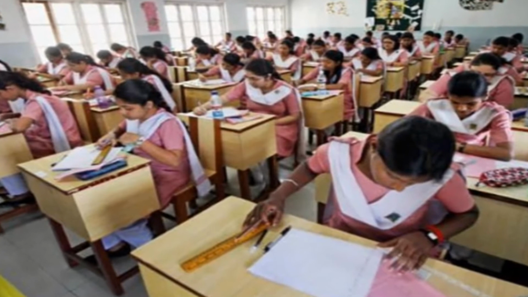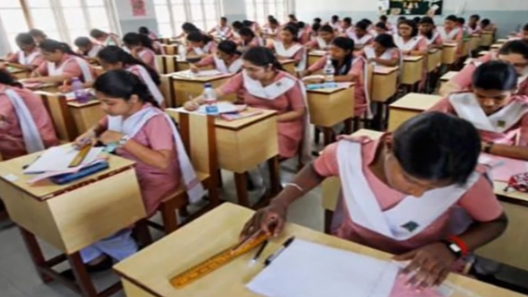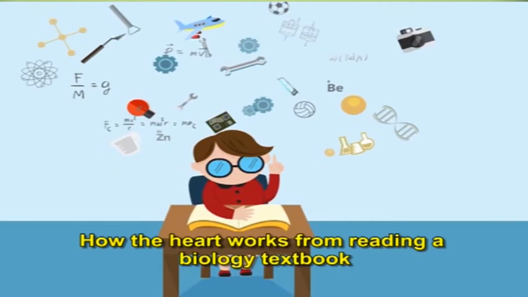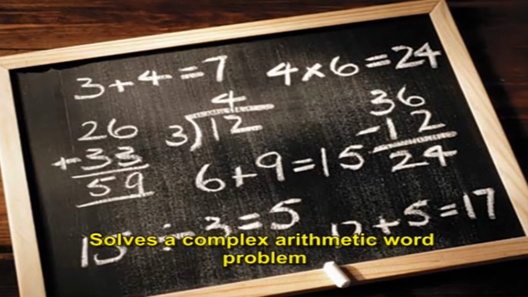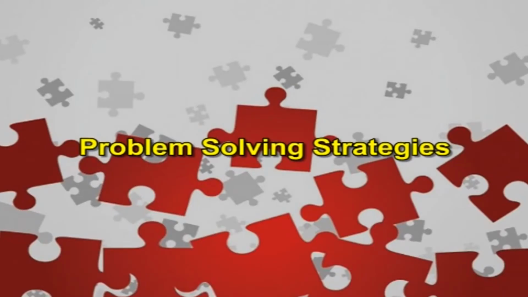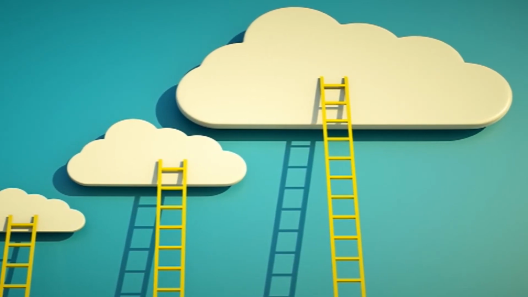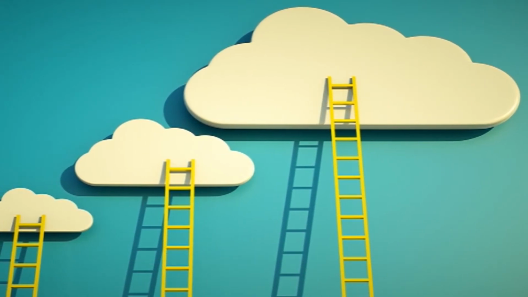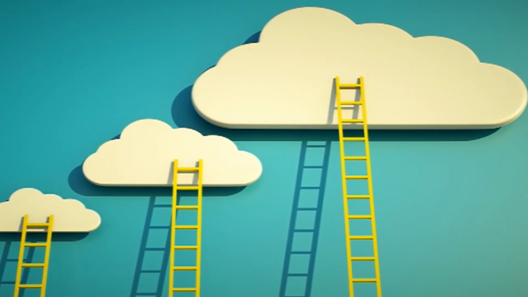Now let me see an example. Problem solving occurs when a high school student writes a convincing essay on the causes of the Second World War, understands how the heart works from reading a biology textbook, or solves a complex arithmetic word problem. Now let me see some problem solving strategies. Depending on the type of problem, you have a lot of options regarding possible solution strategies. In this lesson, let's start with the strategies that are common for different types of problems.